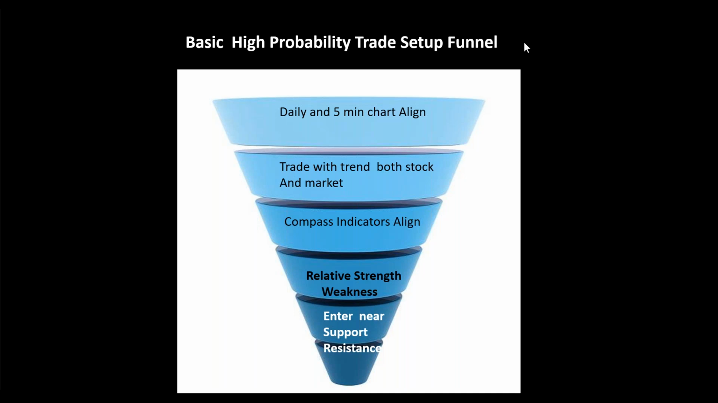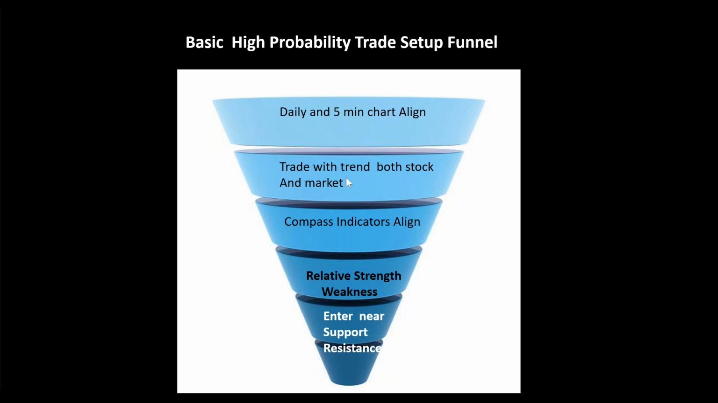What we look at for high probability trade setups, and we just talked about this, is the indicators. I want my daily chart and my 5-minute chart to align. So if I'm going to go long, my daily chart has to be bullish. And then I look for an entry using the 5-minute chart to get in the trade. As long as I've got a bullish daily chart, if it goes against me during the day, I can stay in the trade and I can hold it overnight because the daily is still bullish.